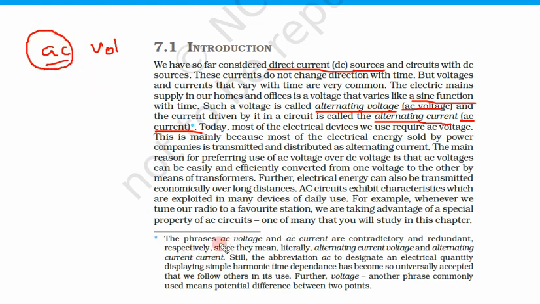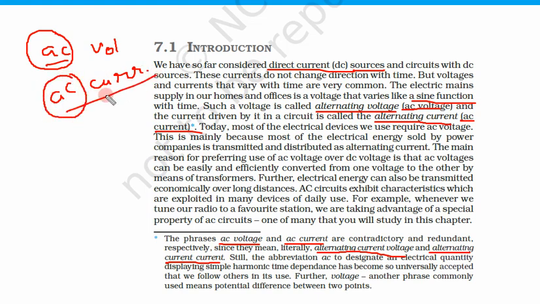This term is not strictly correct, but it is commonly used, so we are going to use it. AC voltage means alternating current voltage, so the term does not make much sense. Similarly, AC current means alternating current current, so this term also does not make sense. But we have become so familiar with these terms that everybody uses them.